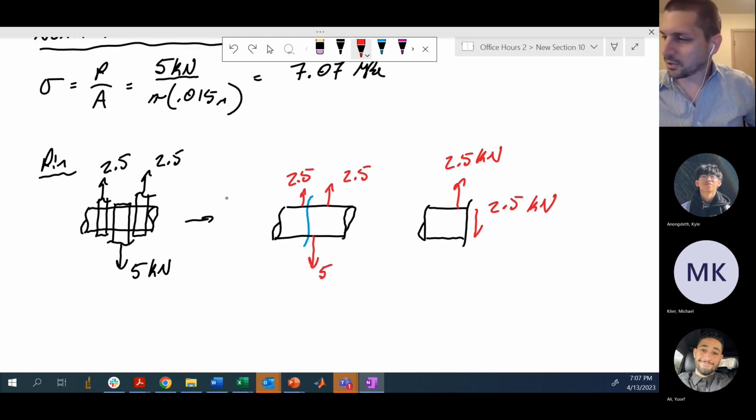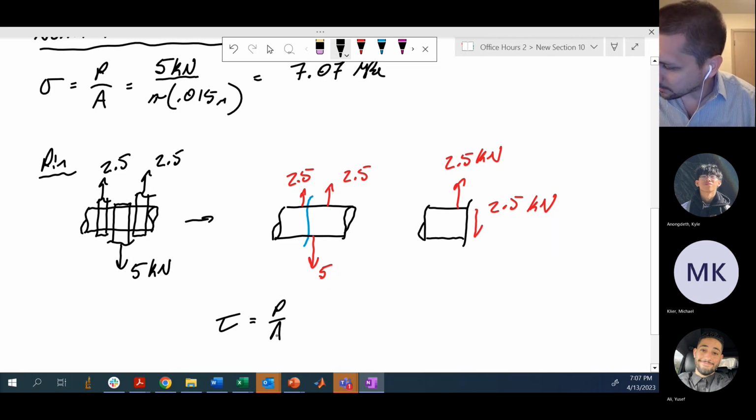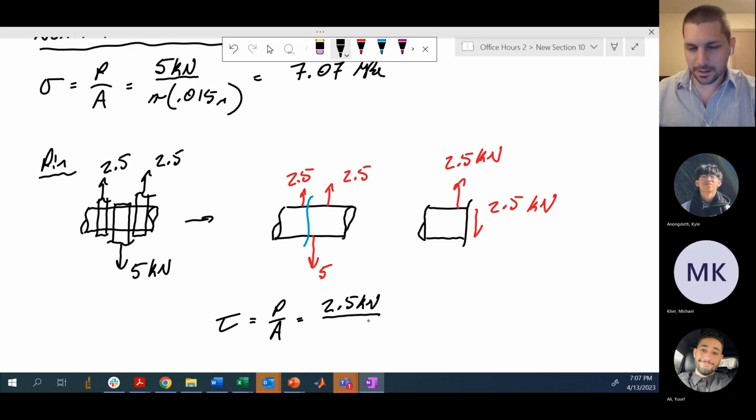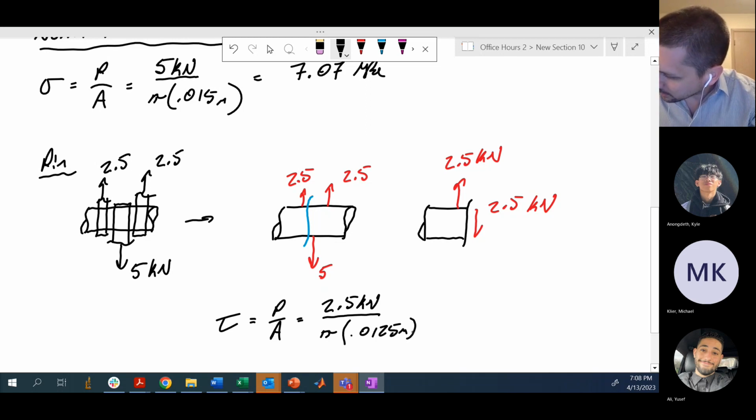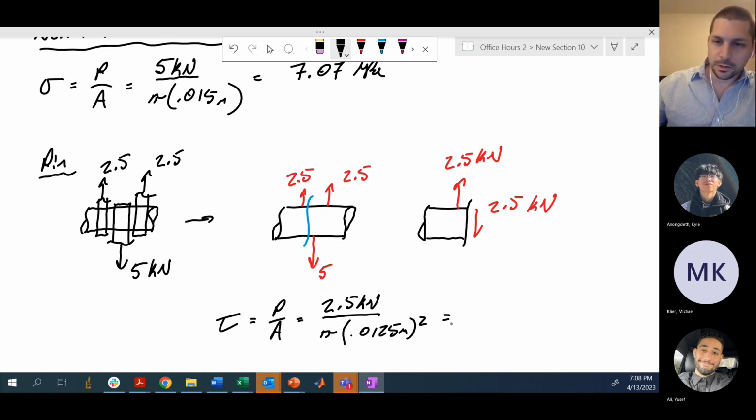So the double or single shear can be a bit tricky, so watch out for that on the test, okay? So here we have a shear stress, same idea of P on A, where the load in the cross-section is this 2.5 kilonewtons if we actually look inside the cross-section at the point of interest. So here we have 2.5 kilonewtons over our cross-sectional area. The pin is 25 millimeters in diameter, so pi times the radius, 0.0125 meters, squared. Do a little math here, and it's 5.1 MPa.